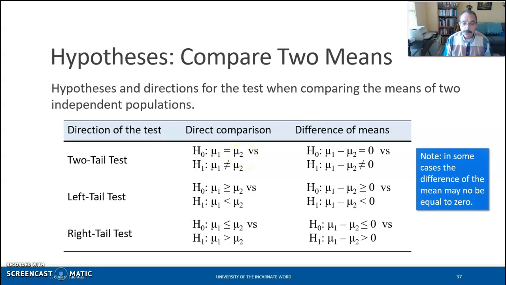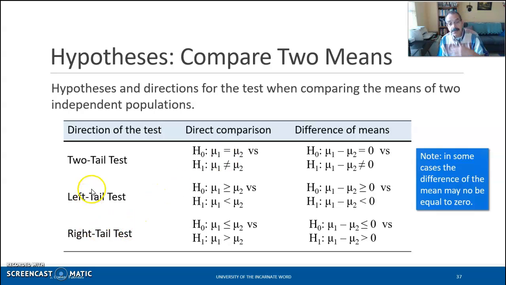Well, the intuitive way to do it is to say the null hypothesis for a two-tail test is that the two means are the same, versus the alternative hypothesis that the two means are different. Well, because we cannot use the two probability distributions to figure out whether they are equal or not, the way we do it is by taking the difference of the two means and determining if that difference is 0 or not 0.